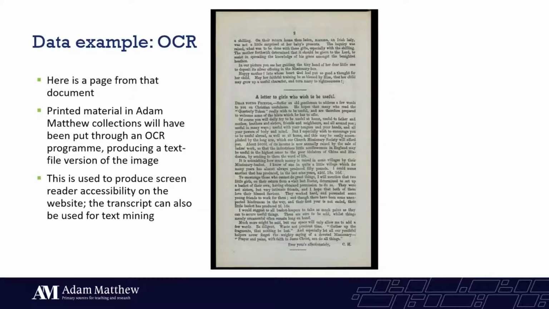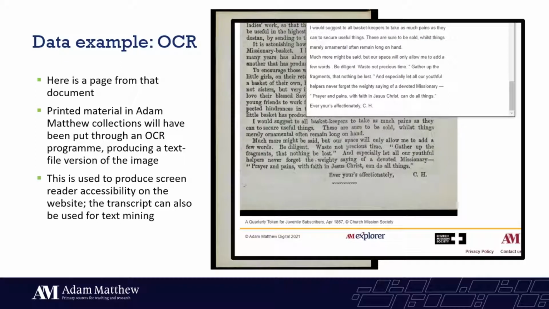Here's a page from the same document that we were just looking at. Now, for printed material in Adam Matthew collections, we will run it through an OCR program, and that will produce a full text transcript. So I've zoomed in on a bit of that page, and you can see a little bit of the transcript that's relevant for the bottom two paragraphs coming up there.